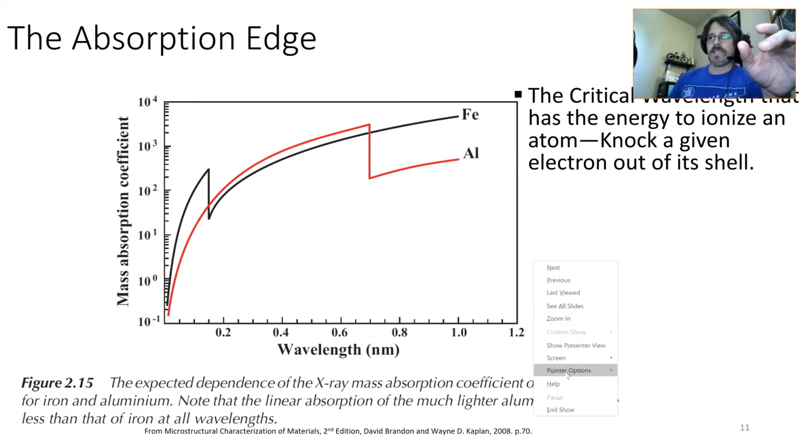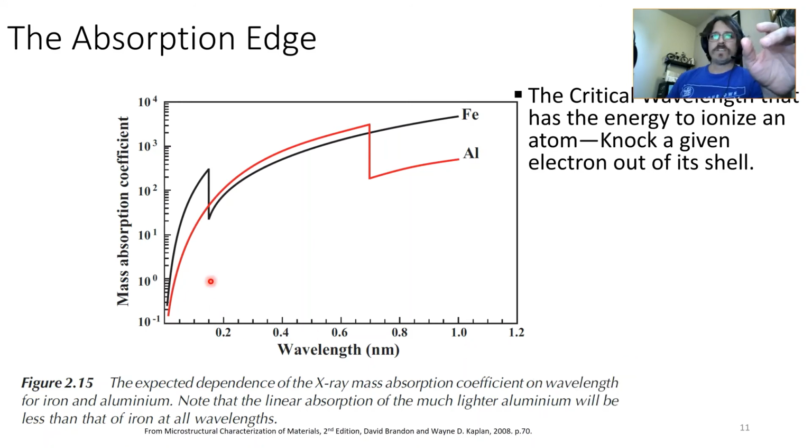But let me get my laser pointer. So for iron, which is the black line, and aluminum, which is the red line, they have different absorption edges, and I believe this is K. It didn't specify, but I'm guessing just by the energies it's K. So your mass absorption coefficient is going up, and up as your wavelength increases, right? If my wavelength increases, the energy is actually getting lower, so I'm able to absorb more energy.